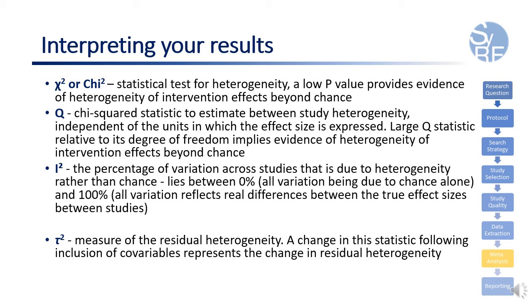For meta-regression, we get a different statistic, which measures residual heterogeneity, tau squared, and there are several ways of calculating this. We recommend using the restricted maximum likelihood estimate approach to estimate tau squared because it is less likely to underestimate or produce biased estimates of variance. Change in tau squared following inclusion of covariables represents the change in residual heterogeneity, and the variance in the dependent variable, which is accounted for by these covariates, is used to calculate an adjusted R-squared, a measure of how much heterogeneity is explained by your model.